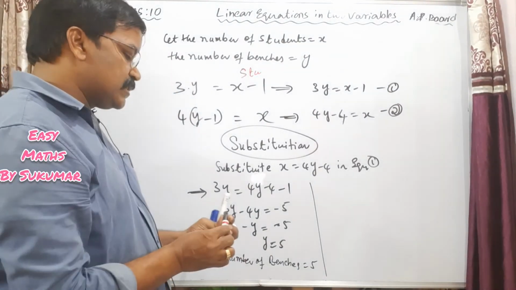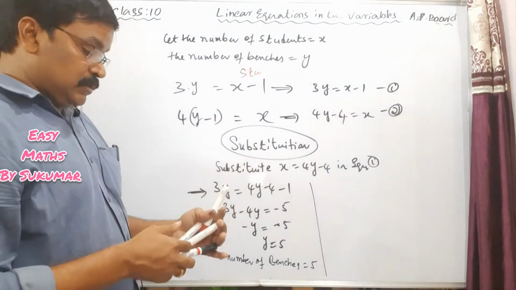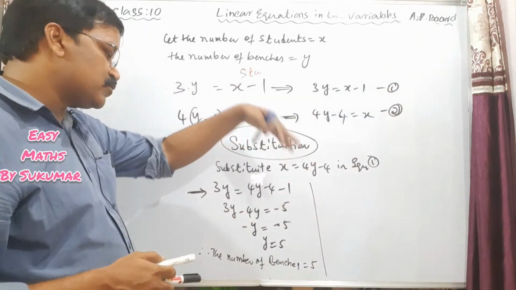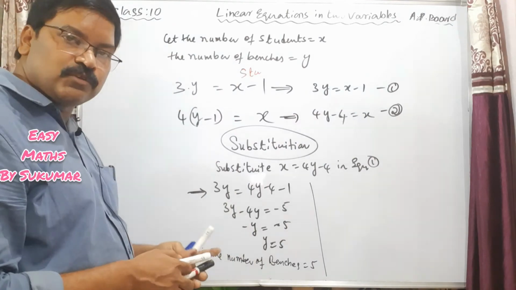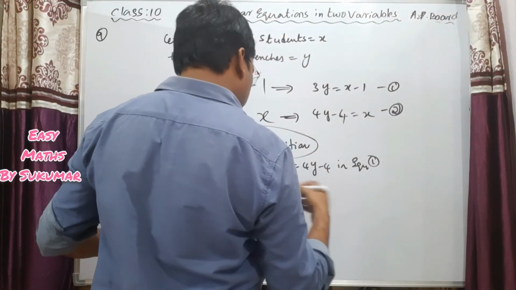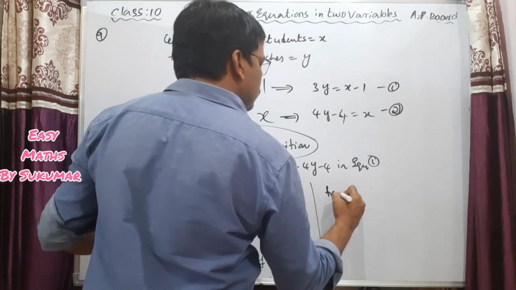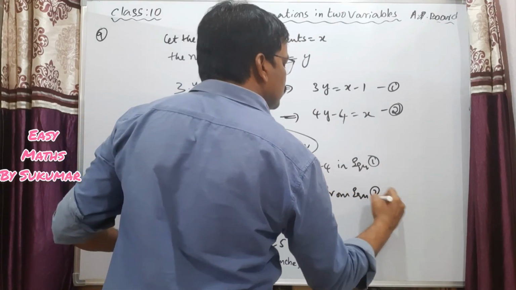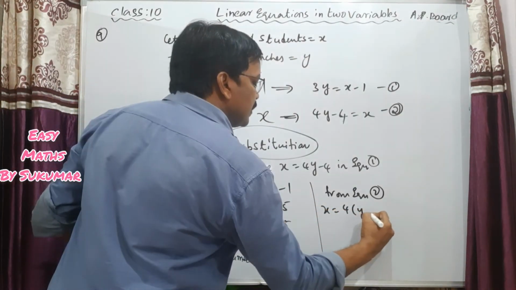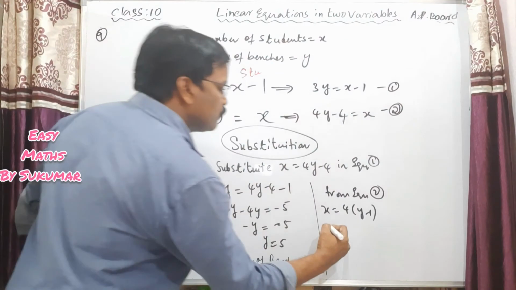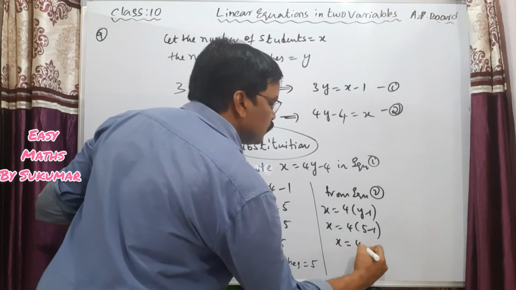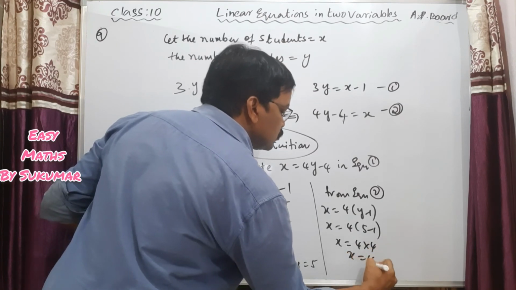See, my dear students, let us substitute this y is equal to 5 in equation 1 or 2. Okay, I will take equation 2. What is x? X means 4 times y minus 1. Let us substitute y is equal to 5 here, that is 4 times 5 minus 1. So x is equal to 4 times 4, that is equal to 16.